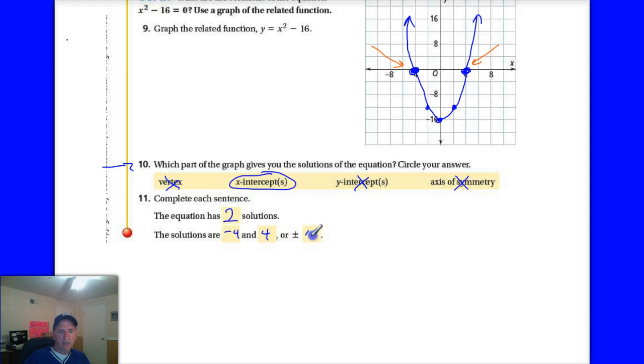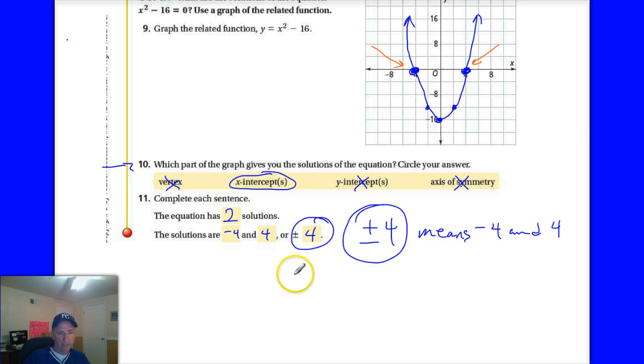Now this is how we can write it in algebra, plus or minus 4. We actually write it like that, plus or minus 4. That means negative 4 and 4, or positive 4 and negative 4. That's what that plus or minus 4 means. And you're going to see that down the road here in a few days when we get to something called the quadratic formula, where the problems get a little bit more difficult than these today to solve.